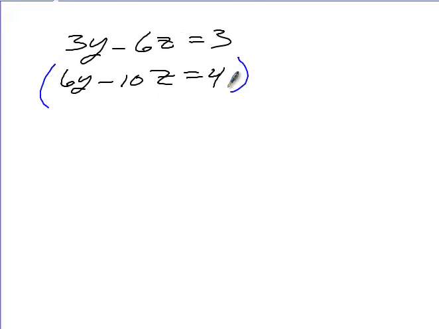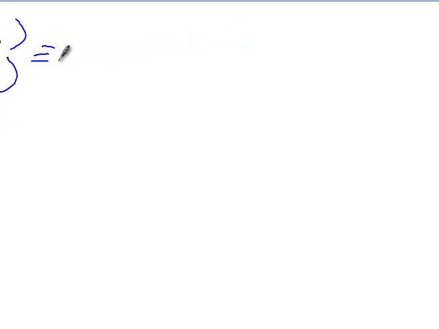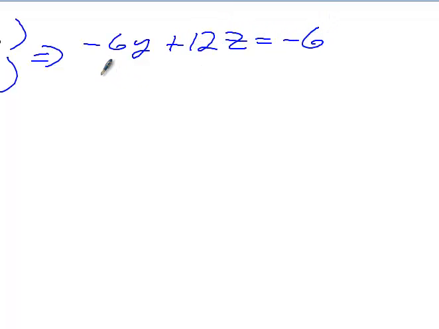Y works. What's the least common multiple between 3 and 6? So what do I multiply the top equation by? -2, and the bottom equation by 1, right? -2 times 3 is -6. 1 times 6 is +6. Good. Distribute. -6y plus 12z equals -6. And 6y minus 10z equals 4.